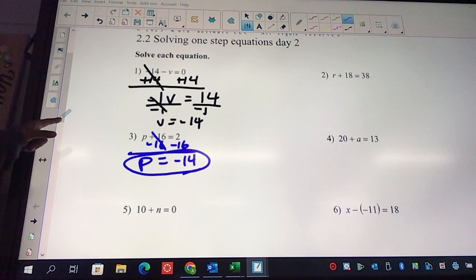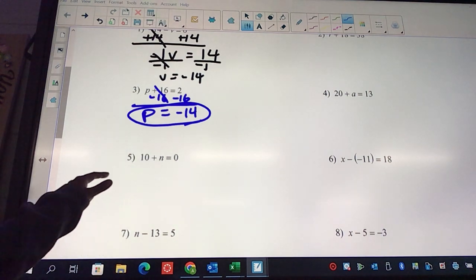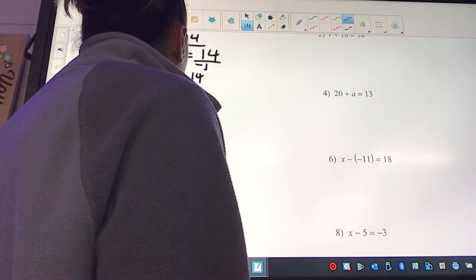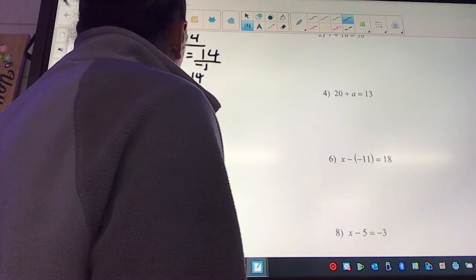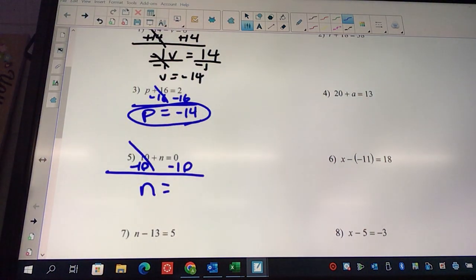Okay, 5. What needs moved? The 10. Okay, how do I move it? We're going to minus 10. There's no sign in front of it, so it's really a plus. So you're going to say minus 10. What is 0 minus 10? Negative 10.